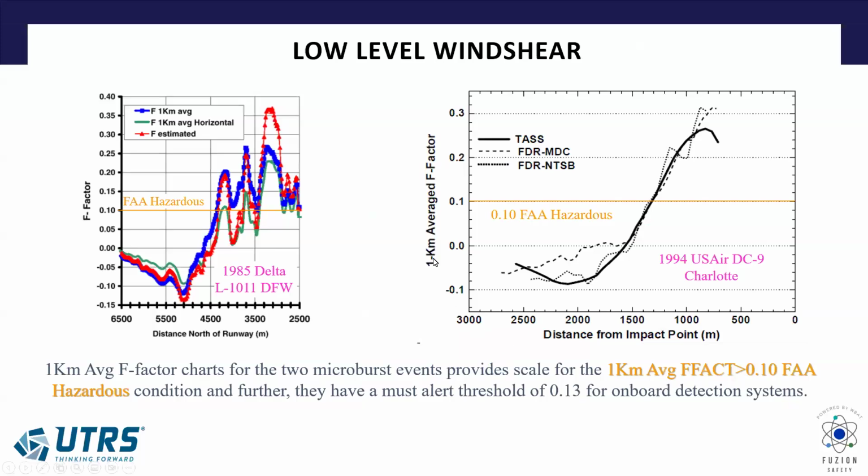So for those two mishaps, these are those F factors that formula derives. And so it got pretty bad up here, and that threw them into the ground. They couldn't recover from it. The FAA defines F factor of 0.10 as hazardous, and they've got a must alert threshold of 0.13 for onboard detection systems. So if we look at 0.10 in our analysis, that's probably something worth tracking to see how often and where it might be happening.